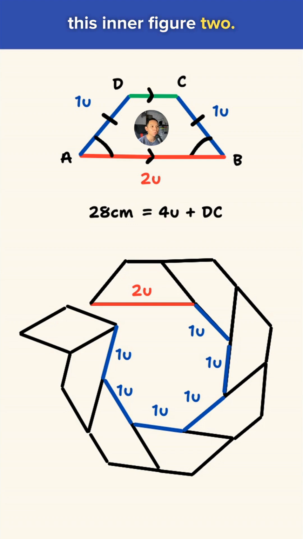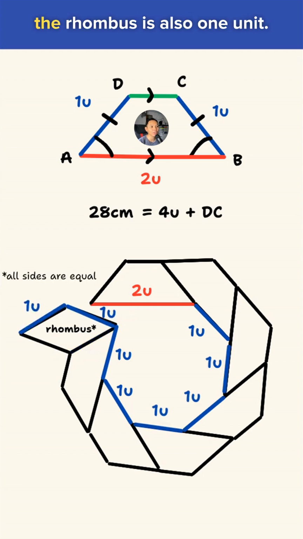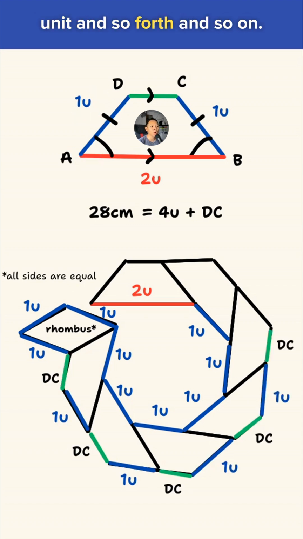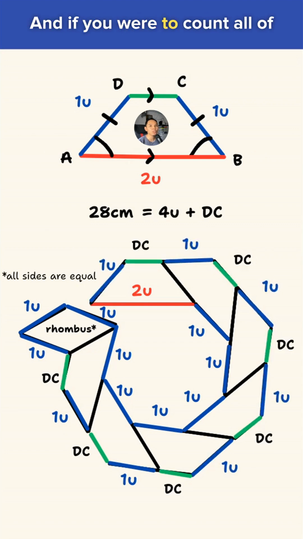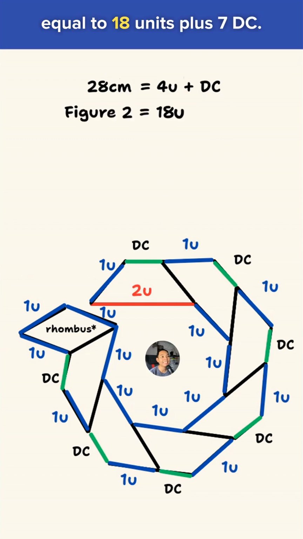This is where we are going to add all of our 1 units in this inner figure 2. Then this is a rhombus. Since one side is 1 unit and the rhombus has all sides the same, every side of the rhombus is also 1 unit. Then at the top, we have DC. So this part is DC, this part is 1 unit, DC, 1 unit, and so on. If you count all of this, it is equal to 18 units plus 7 DC.